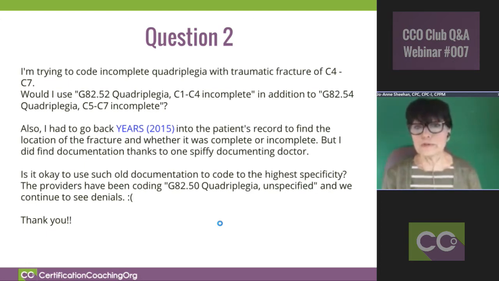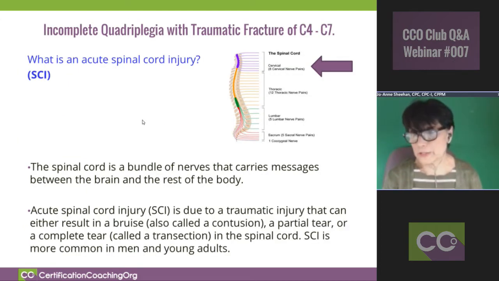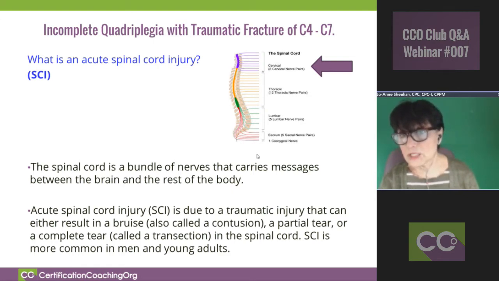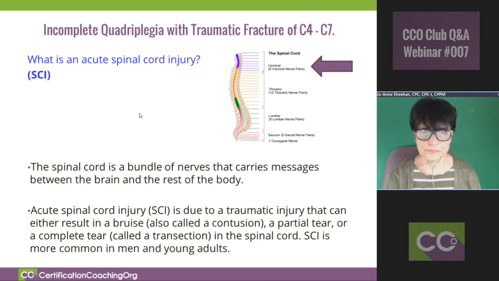So an incomplete quadriplegia with traumatic fracture of C4 to C7, and here we see this is the spinal cord, which is all along the nerve endings, all along the vertebrae, and in purple we see the spinal cord. Okay, and there are 8 cervical pairs, and all the purple is where this particular injury takes place.